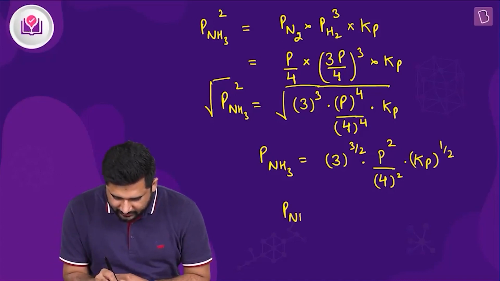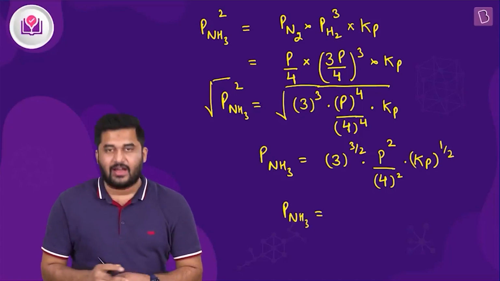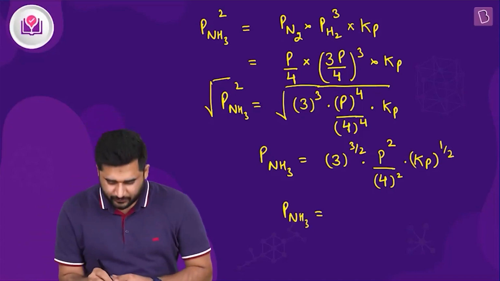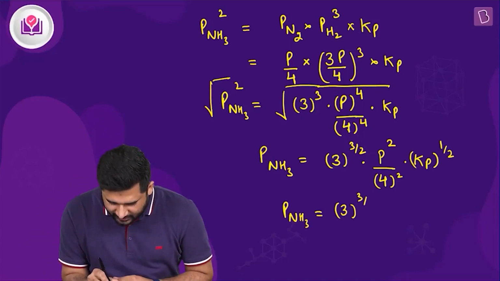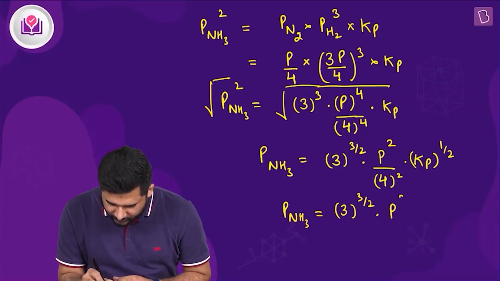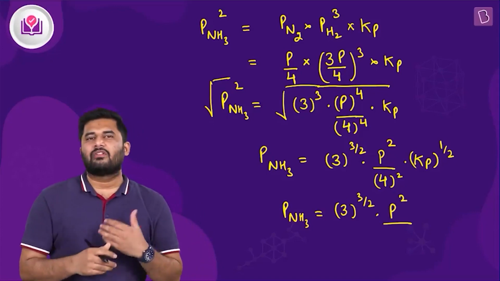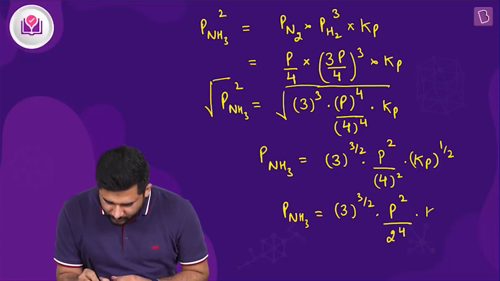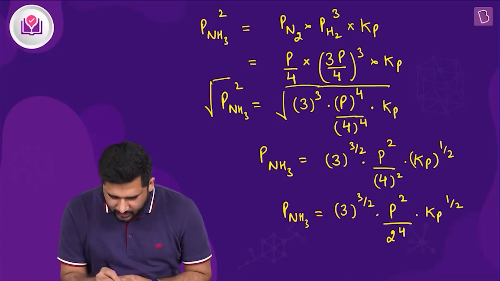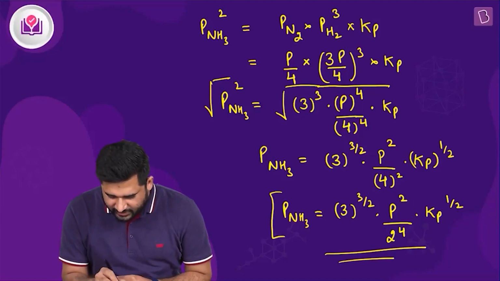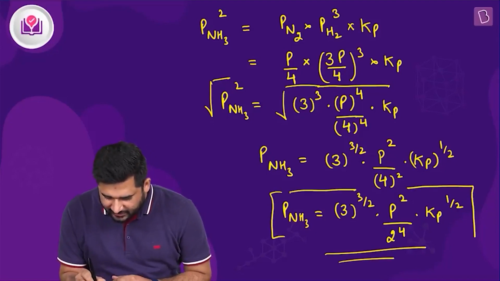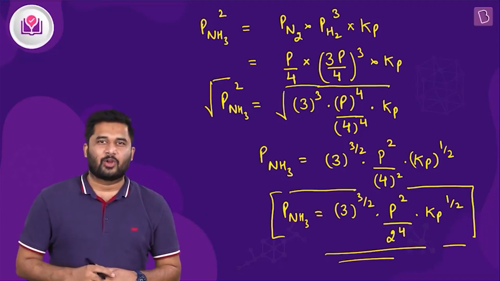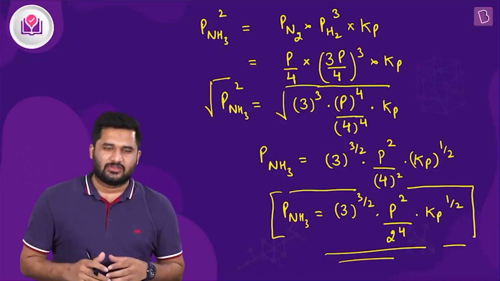Also we can write it as: partial pressure of ammonia at equilibrium will be equal to 3 raised to power 3 by 2 into P raised to power 2. Now 4 raised to power 2 can also be written as 2 raised to power 4, into Kp raised to power 1 by 2. So this is the expression for partial pressure of ammonia at equilibrium in this particular case. Alright, let us now match with the options.